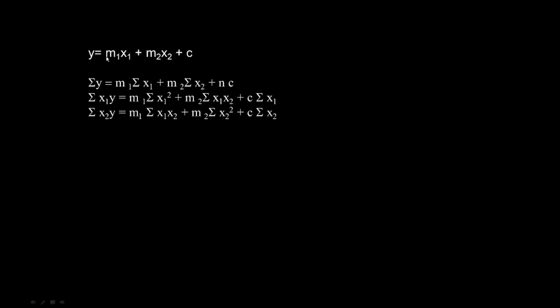The other one will be multiplied by x1. That is, you get this equation: summation of x1y is equal to m1 summation of x1 square plus m2 summation of x1 x2 plus c summation of x1. And then multiply with x2, so you get summation of x2y is equal to m1 summation of x1 x2 plus m2 summation of x2 square plus c summation of x2. So you see you have now three equations and three unknowns, m1, m2 and c. So we can solve this and get these three constants.